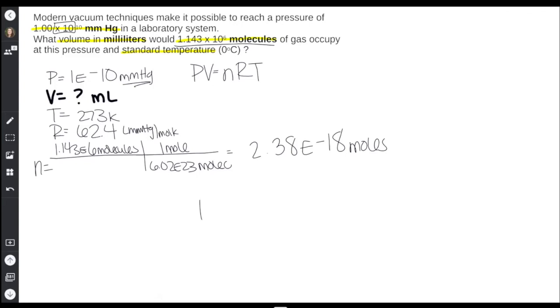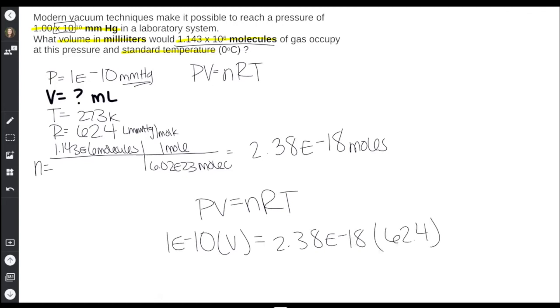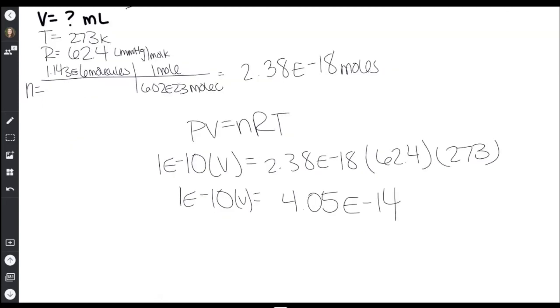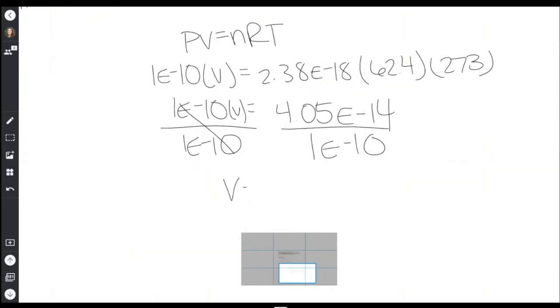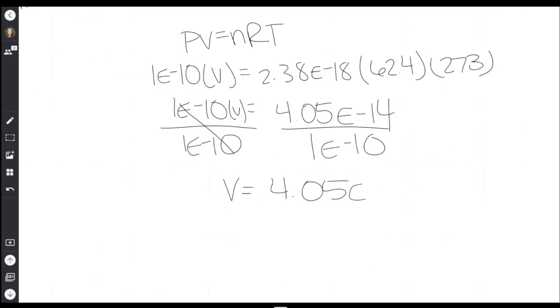PV equals nRT. So my pressure 1E negative 10 times V equals 2.38 E negative 18 times 62.4 times 273. How do we get V by itself? Divide it. Yes. Divide by 1E negative 10, which ends up V equals 4.05 E negative 4.